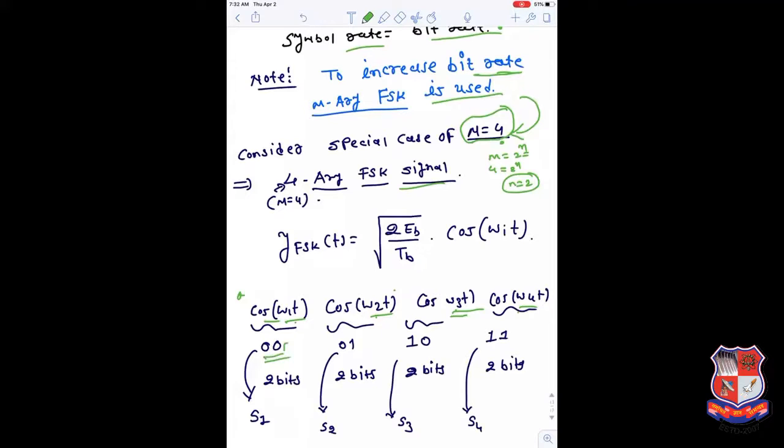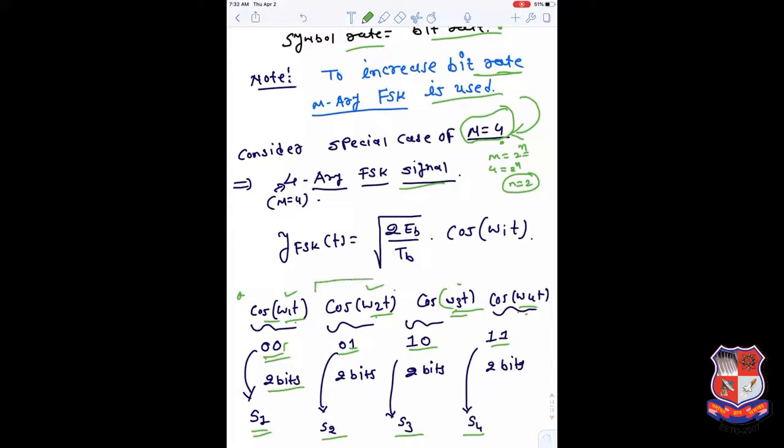For the 0, 0 bit combination, we transmit cos omega 1t. For the 0, 1 bit combination, we transmit cos omega 2t. For 1, 0 cos omega 3t, and for 1, 1 we transmit cos omega 4t. So there are 2 bits in each one. These are named symbol 1, symbol 2, symbol 3 and symbol 4.